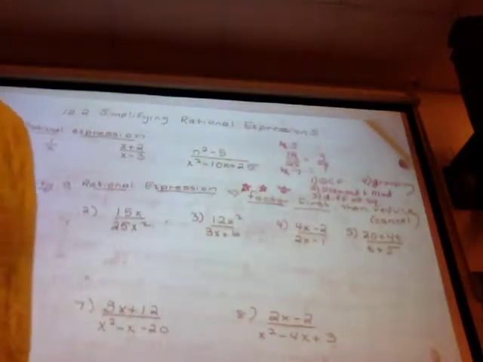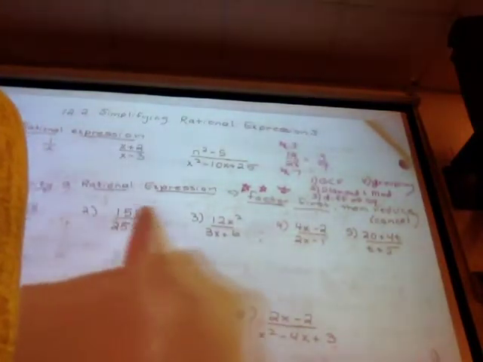Okay? Sasha, now, is this a sum or a product up here? It's a product. So guess what, you guys? You get to just cancel right away. It's already factored. It's 15 times x. It's 25 times x squared. So what could I reduce it to? 3 over 5x. Okay, very good.